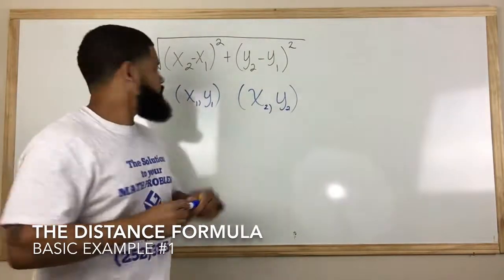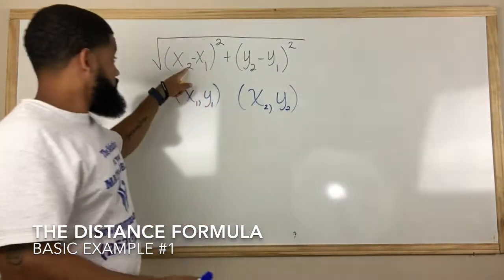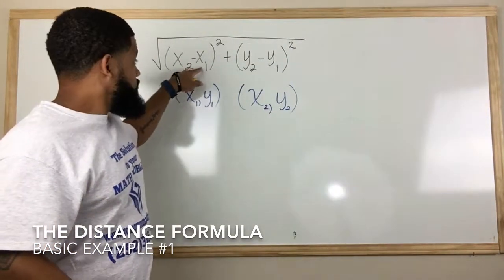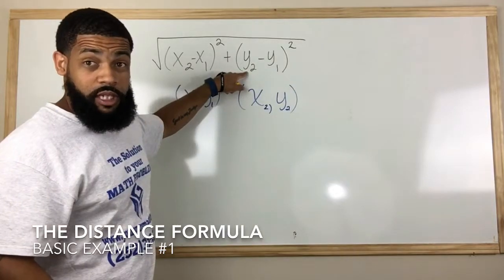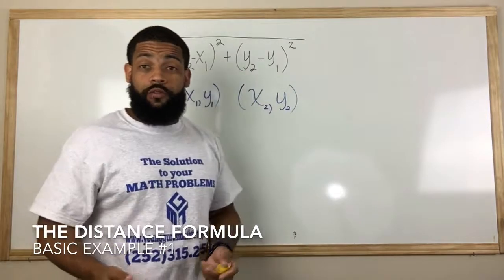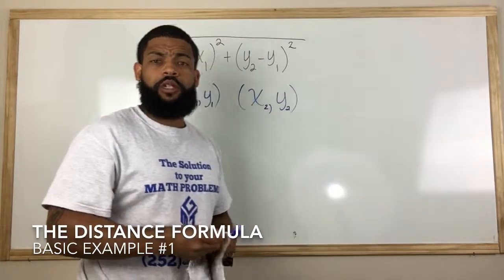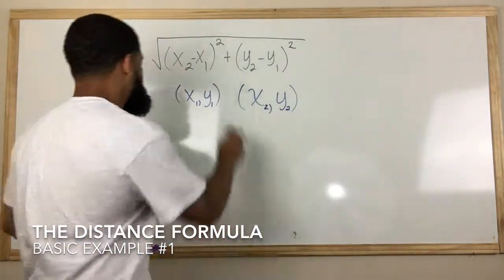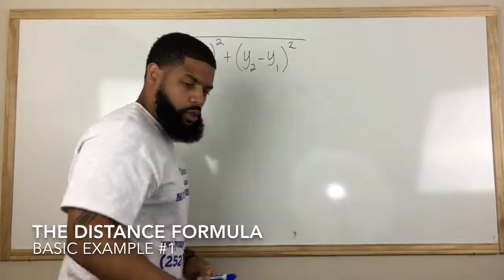So all these little subscripts of 2 and 1 mean it's the x coordinate from the second ordered pair minus the x coordinate from the first ordered pair, and then the y coordinate from the second ordered pair minus the y coordinate from the first ordered pair. So that's a little bit of explanation of that. So we're going to go ahead and get into this. And once you look at this, let's actually do two ordered pairs.